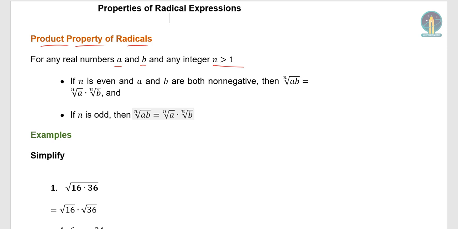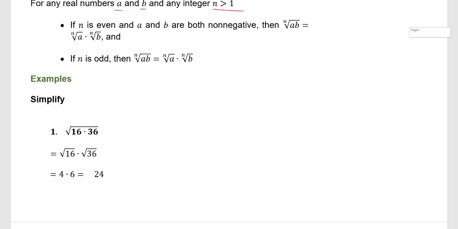Okay, so what this basically means is that you can separate what's in the radical as long as it's two things that are multiplied together, or more, two or more. Separate them into separate radicals. Okay, let's look at some examples.